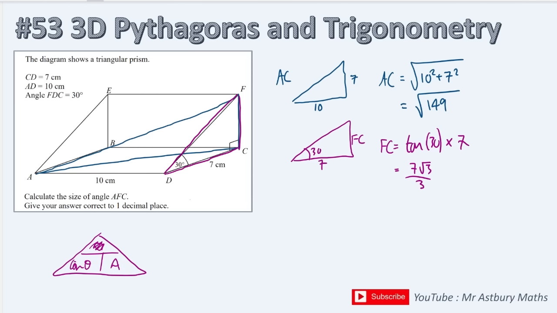Okay, so now we have enough information to look at the big triangle, which I will draw out like this. So we have the base down the bottom, which we know is root 149. We have the height down the side, which we know is 7 root 3 over 3. And we need to find this angle, let's call it theta. So again, I've got the opposite and the adjacent, so I'm going to use tan. So I'm going to write that tan theta is equal to the opposite over the adjacent.